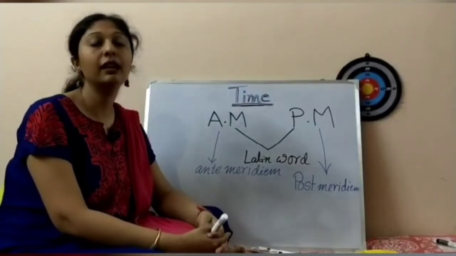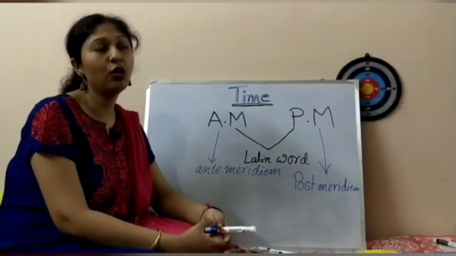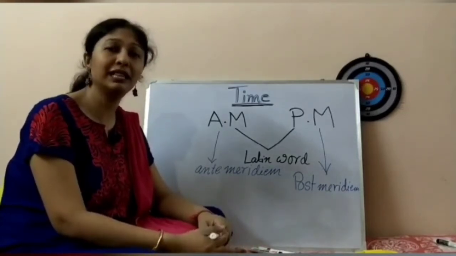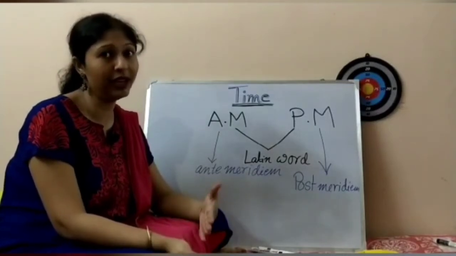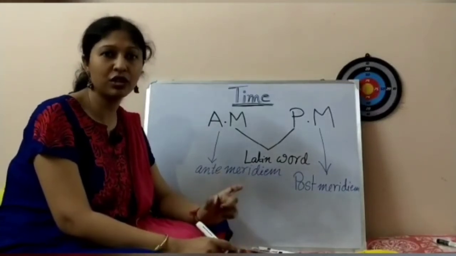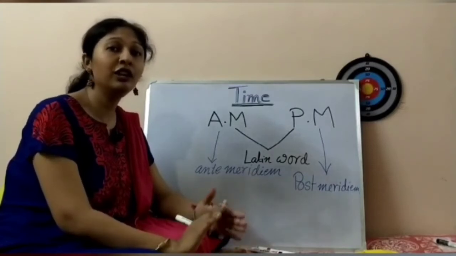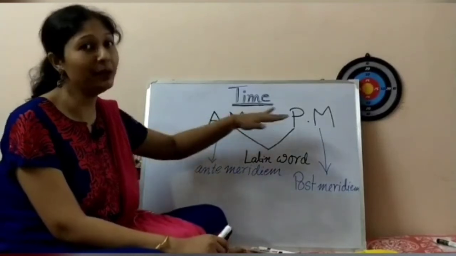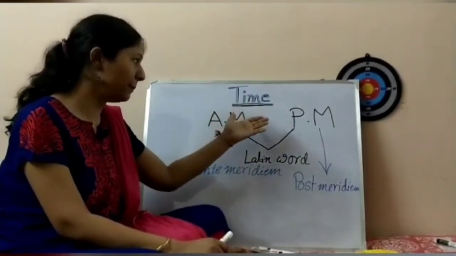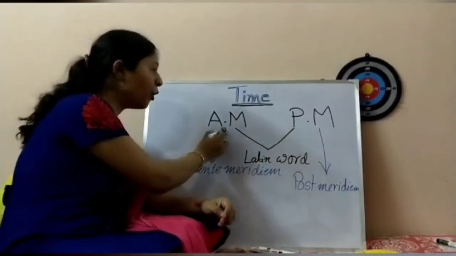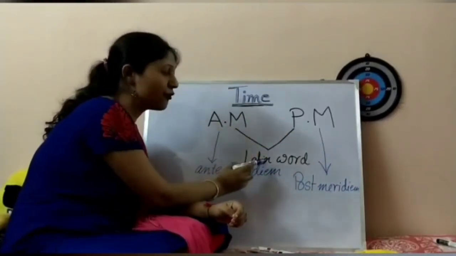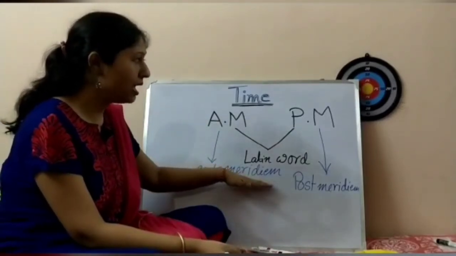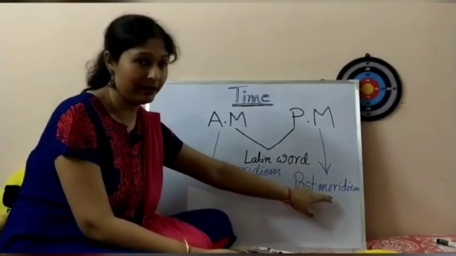If anyone tells you we usually go at 6 o'clock to the park for a walk, then 6 o'clock means morning or evening, we can't understand. There is confusion. So for reducing this confusion, we invented AM and PM. So what is AM and what is PM? Both two letters came from Latin words. AM means ante-meridiem and PM means post-meridiem.